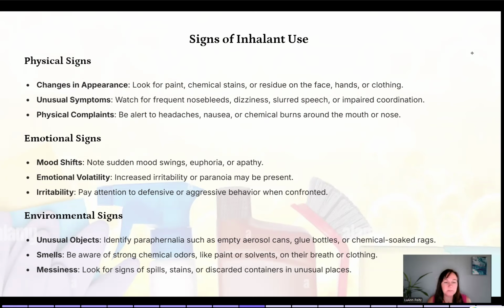Environmental signs. Unusual objects. Identify paraphernalia such as empty aerosol cans, glues, bottles, or chemical-soaked rags. Smells. Be aware of strong chemical odors like paint or solvents on their breath or clothing. Messiness. Look for signs of spills, stains, or discarded containers in unusual places.